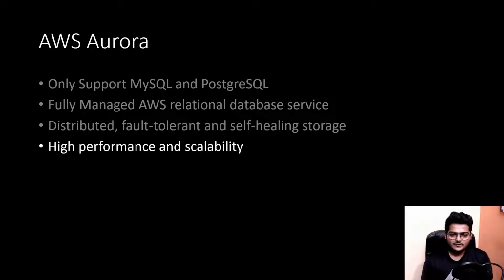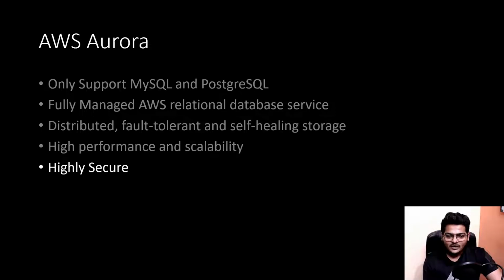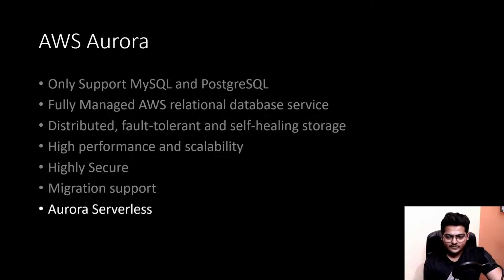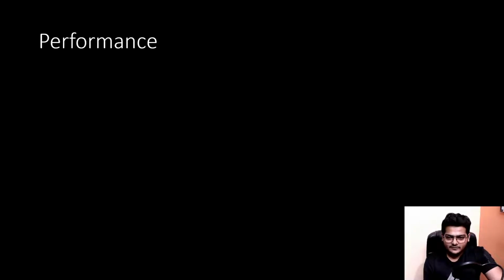Aurora is a distributed and fault tolerant system, which makes it high performance. When the system is distributed, the number of queries and the time of query execution are reduced, and the overall system becomes efficient. It comes with self-healing of the storage, and you can definitely use IAM with Aurora as well, which will make it secure. It supports migration. It again has something called Aurora Serverless. We will discuss this part in the next slide.